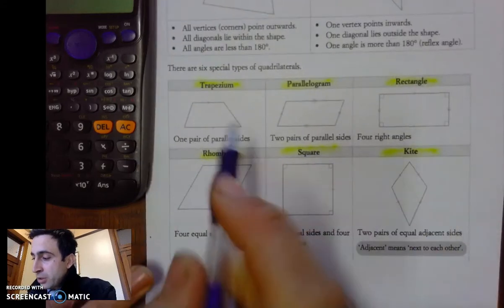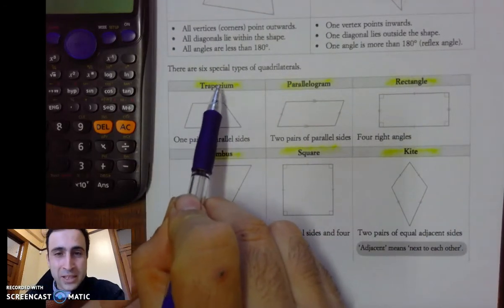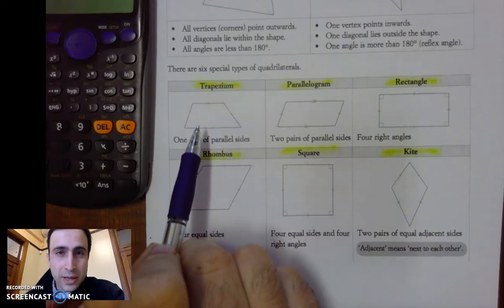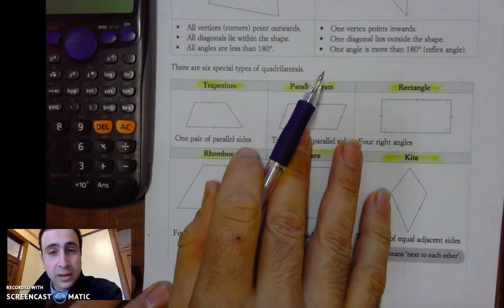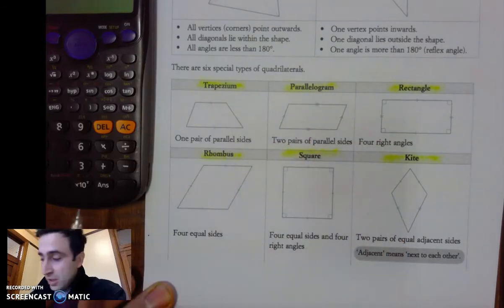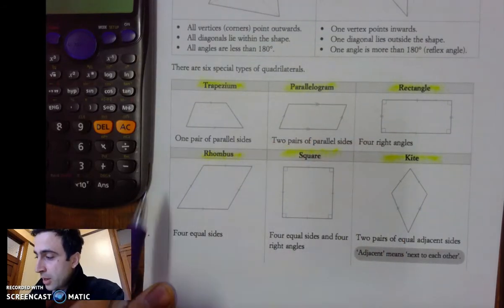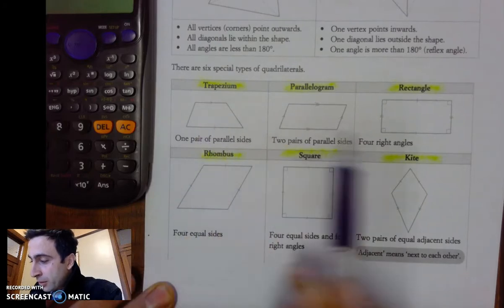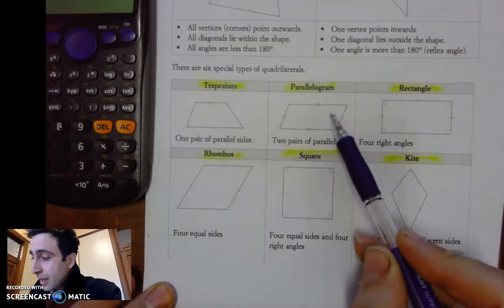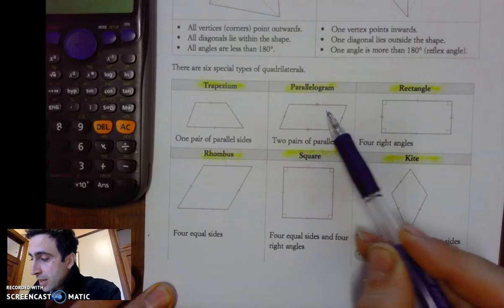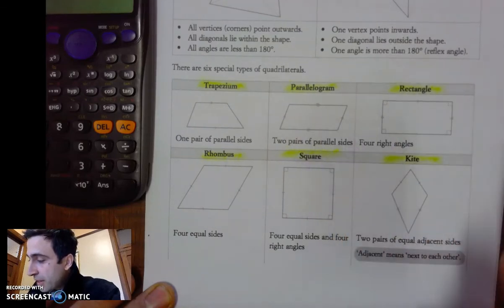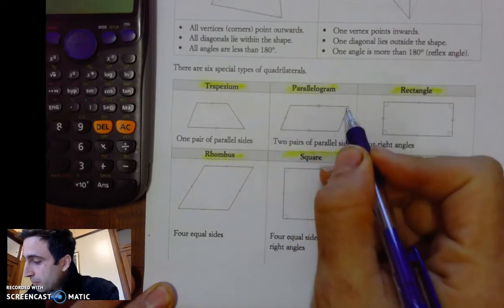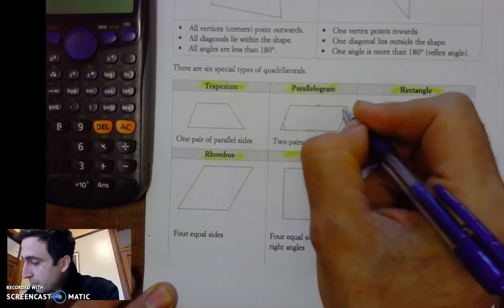Now, what makes a trapezium? A trapezium is the most basic of the lot because the only definition that it has, or the only thing that makes a trapezium, is that it's got one pair of parallel lines. None of the angles are regular. It's just got one pair of parallel lines. Whereas a parallelogram, on the other hand, has 2 pairs of parallel lines. And as a result of having 2 pairs of parallel lines, it's also got opposite angles that are equal. And we'll get to that later.